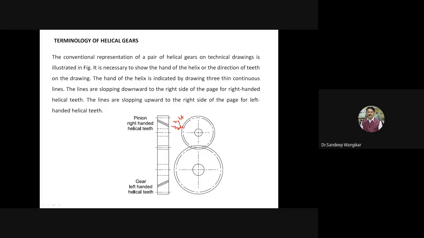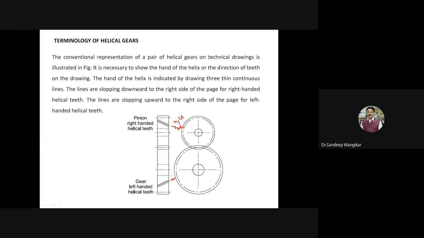And if the lines are sloping upward to the right side of the page, I will call it left hand. So this is again terminology given. So based on this, we can identify whether the gear is right hand or left hand.